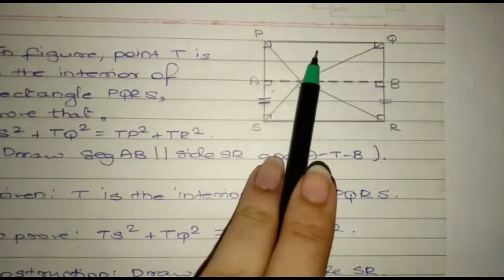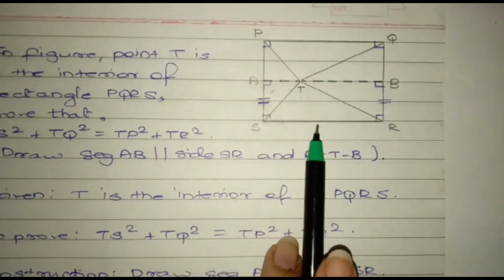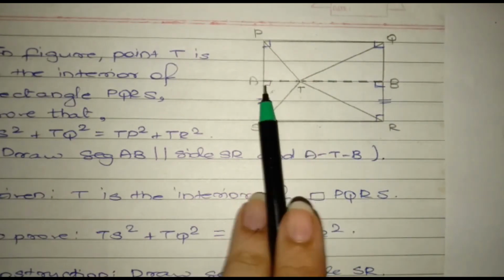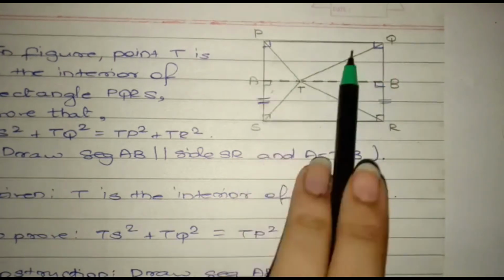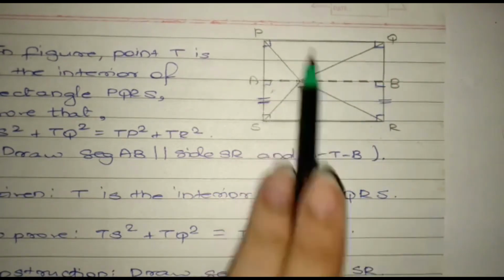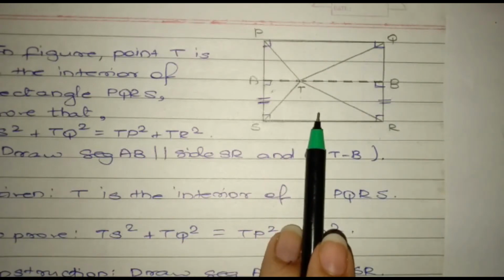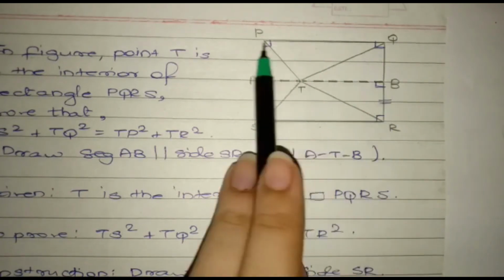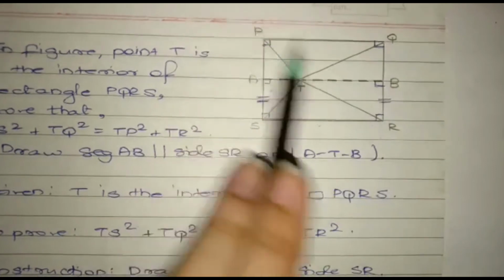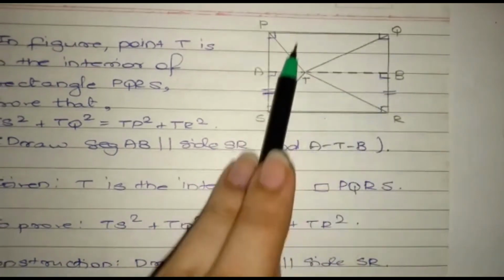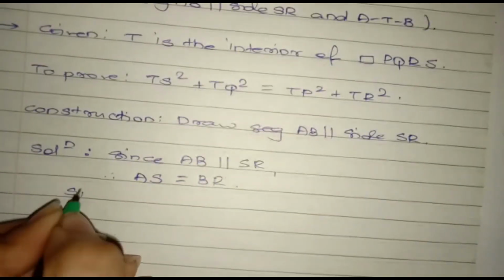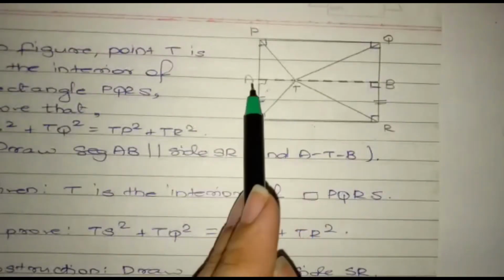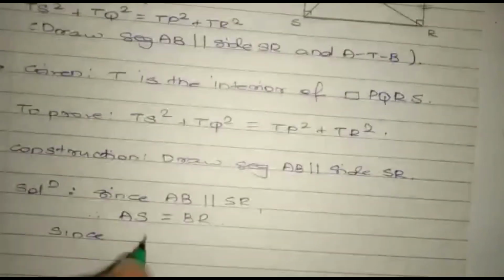Okay, now we know that the opposite sides of a rectangle are parallel to each other. Now since AB is parallel to SR, therefore AB will also be parallel to PQ, since PQ is parallel to SR, because those are the opposite sides of a rectangle. Therefore we can write, since AB and PQ are parallel, therefore AP is equal to BQ, the distance between two parallel lines.